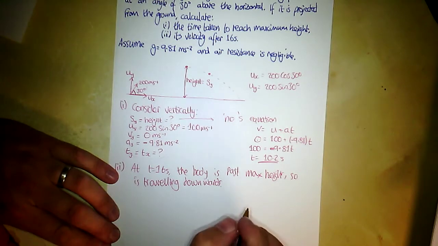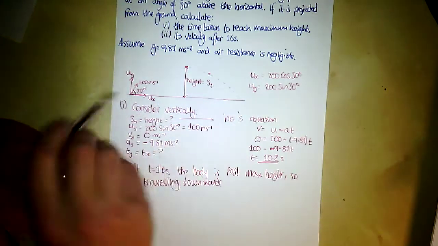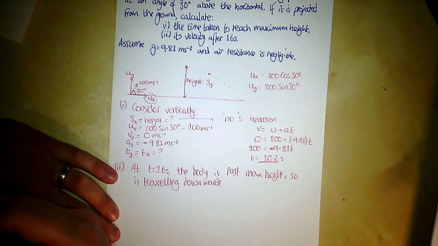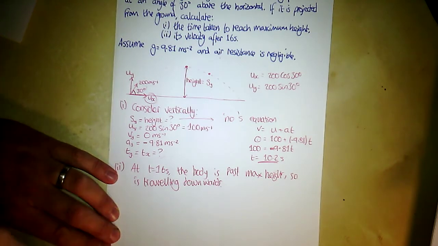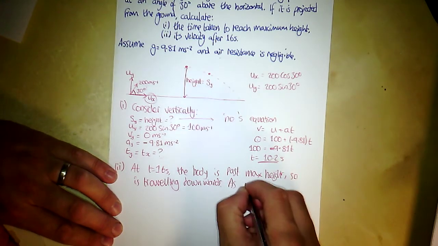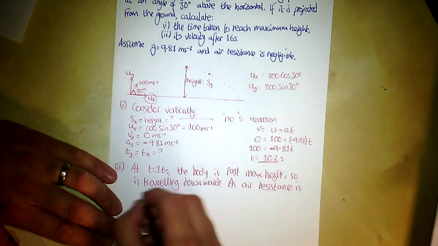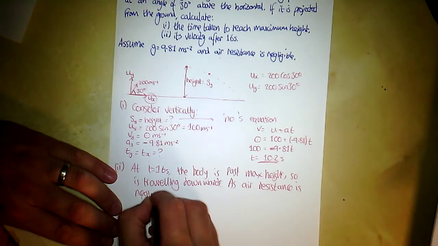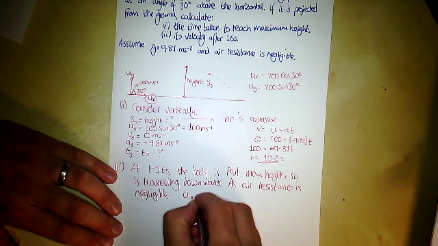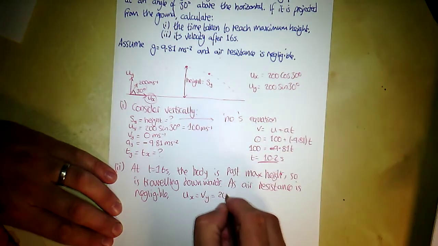But more than that, we've said that air resistance is negligible. If air resistance is negligible, this value, ux, is not going to change. It's not going to be decelerated horizontally. So, as air resistance is negligible, ux equals vx, which we said was 200 cos of 30 degrees.